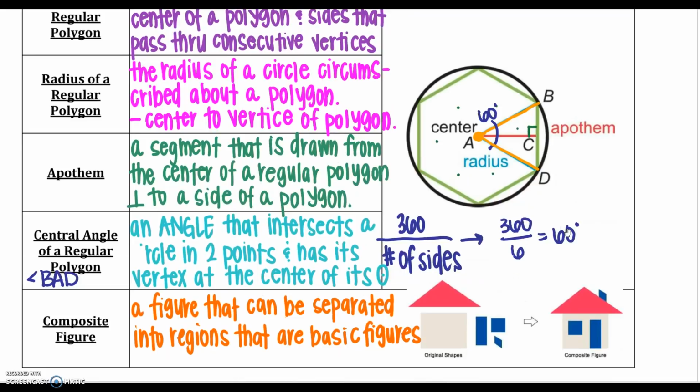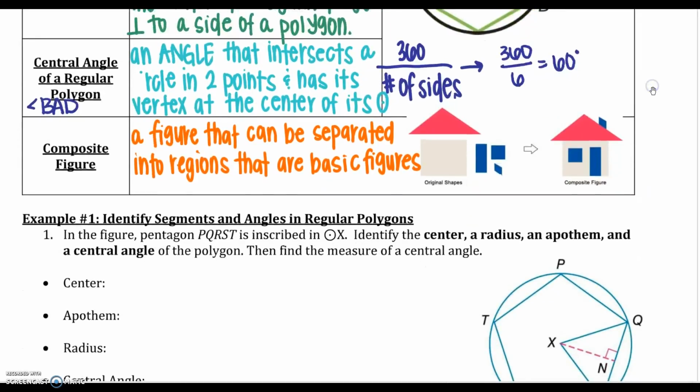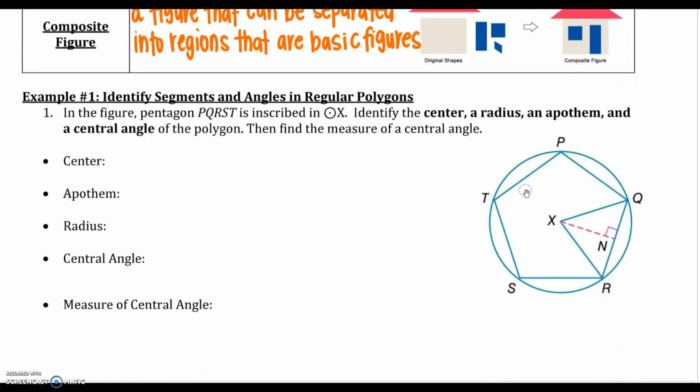Composite figures we'll talk about is a figure that can be separated into regions that are basic figures. We're going to use this a lot because we're going to be able to use it for finding areas of maybe some irregular shapes that we don't necessarily have a formula for every single irregular shape. All right, let's just do some little basic labeling.